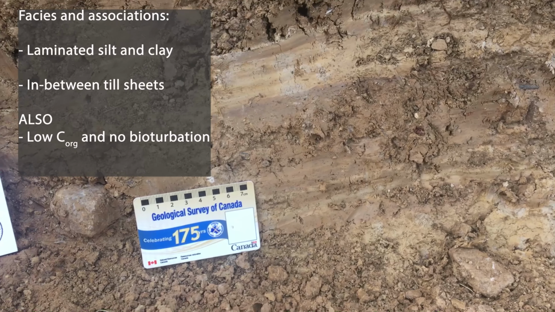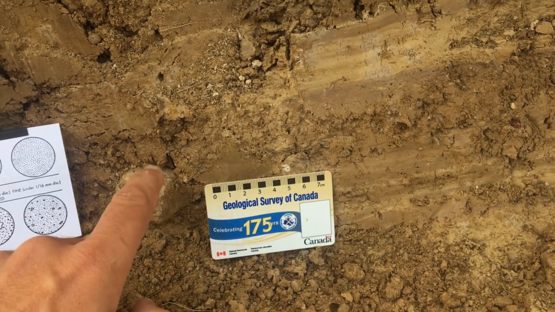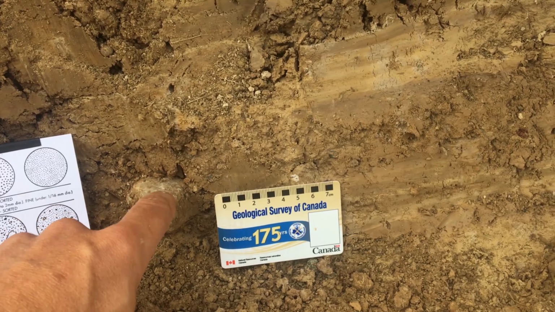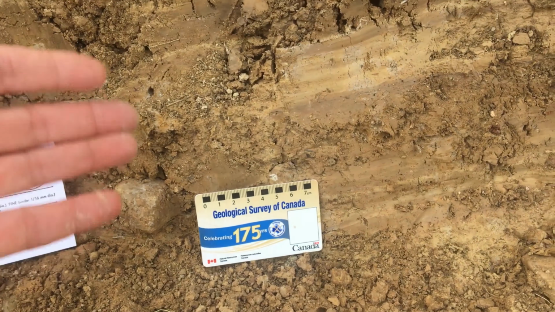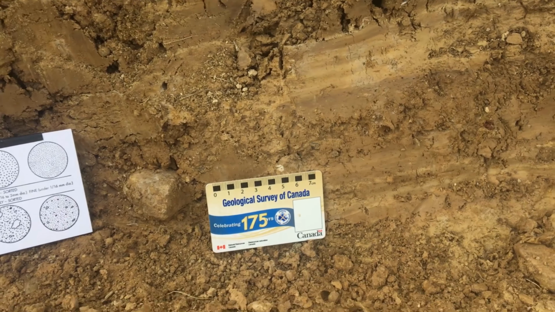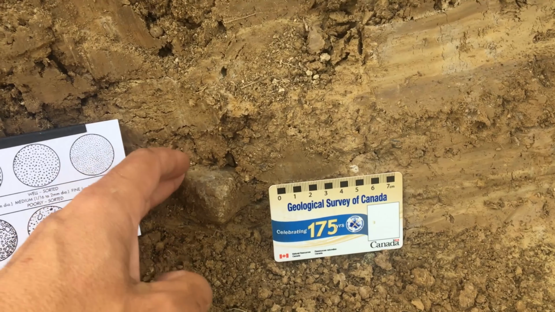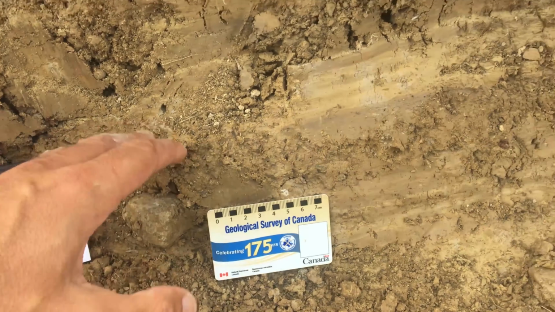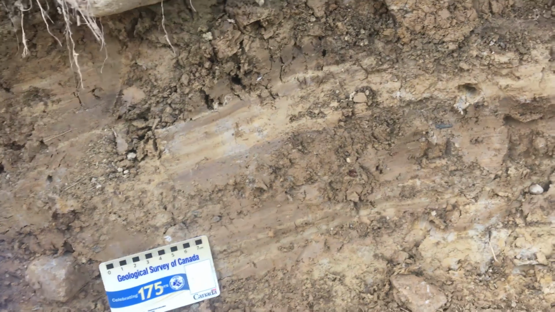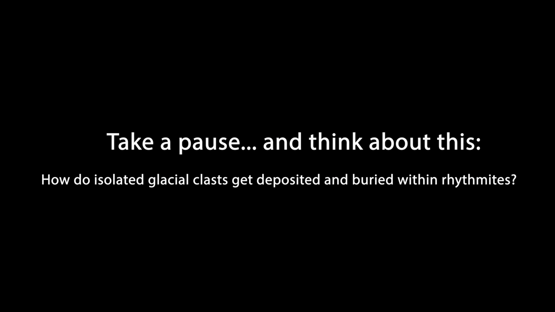And the second one, which is quite important, is that these laminated sediments have angular pebbles, isolated pebbles like this, that are found within that sequence. There aren't many processes that can deposit a subangular and striated clast in the middle of a laminated package of sediment. So think about it for a moment.